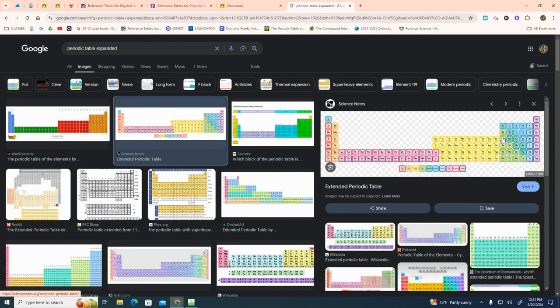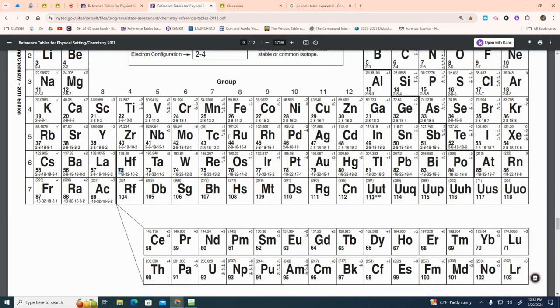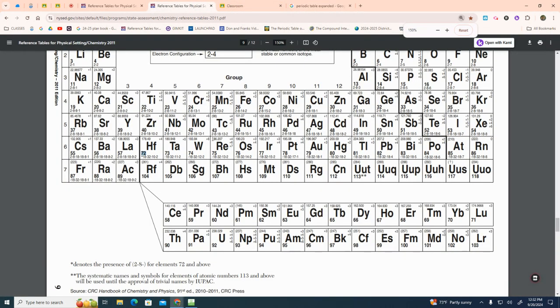So they said, all right, we don't use these guys that much. They're not very stable elements. Most of them are man-made. Let's take them out and let's put them at the bottom and just give people what they actually need, and that's this periodic table right here.